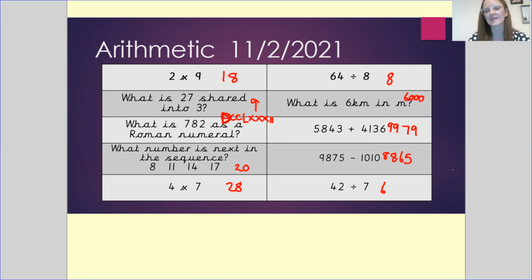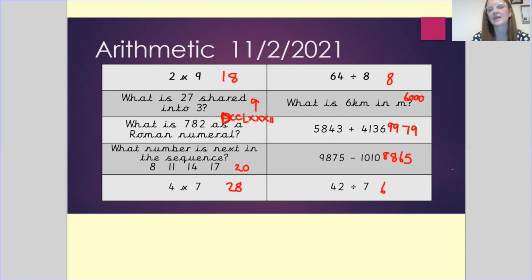2 times 9 is 18. 27 shared into 3 is 9, because 3 times 9 is 27. 27 divided by 3 is 9. What is 782 as a Roman numeral? It is DCCLXXXII. What number is next in the sequence? So 8, 11, 14, 17. You can see it's going up in threes. So the next number is 20.